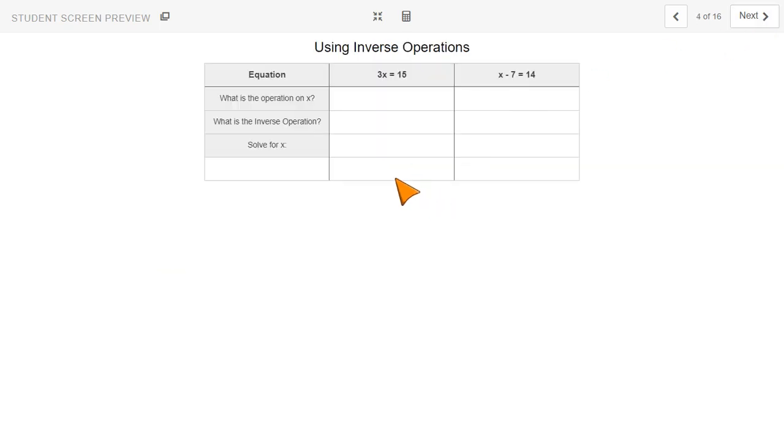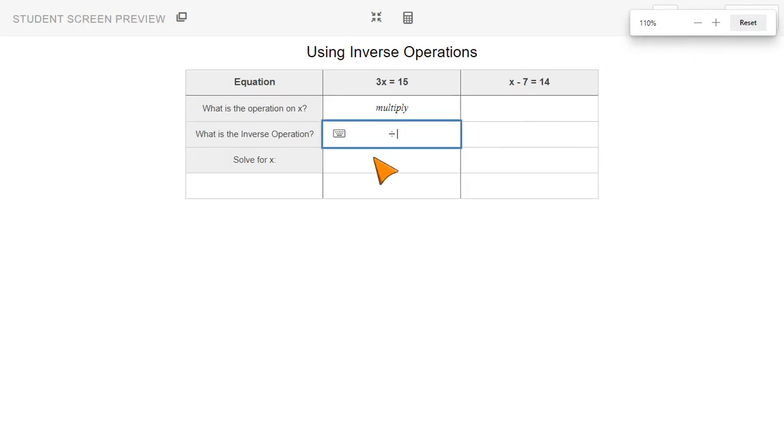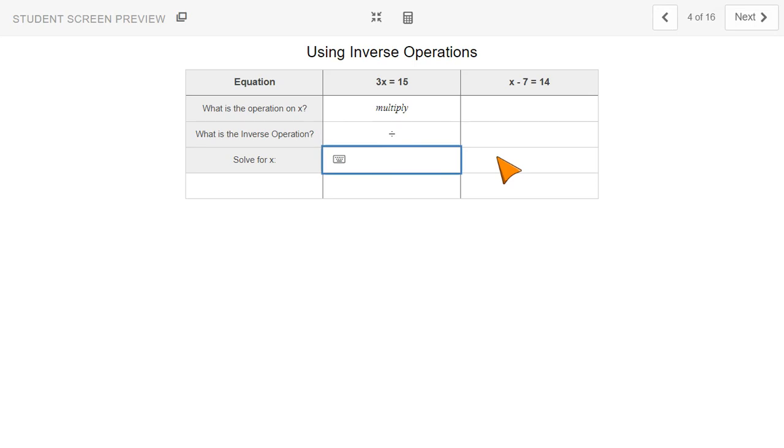Now let's talk about the inverse operation. If I had this equation, 3x is equal to 15, in order for me to solve, I would have to divide by 3. How do I know I'm dividing? I look at the 3 and I see that 3 is being multiplied to the x. So in order for me to undo it, I need to do the opposite. And the opposite of multiplying is to divide. So for me to solve, I would have x is equal to 15 over 3.